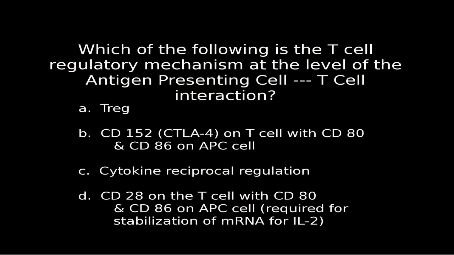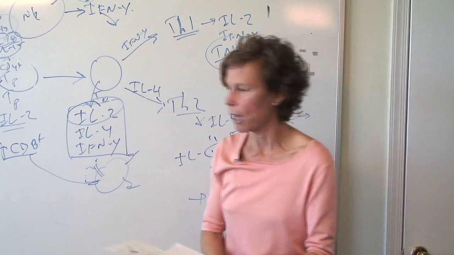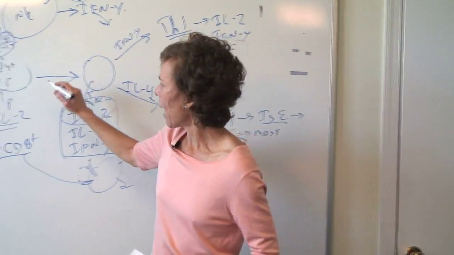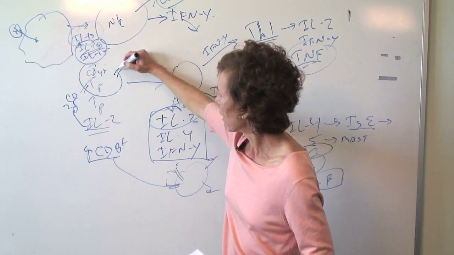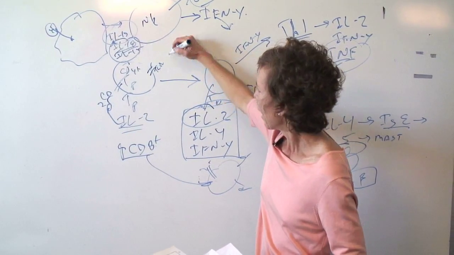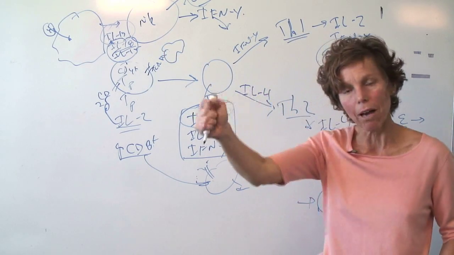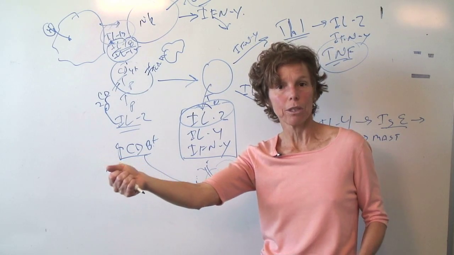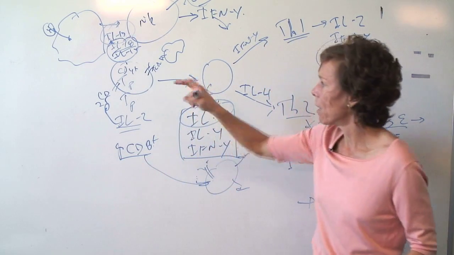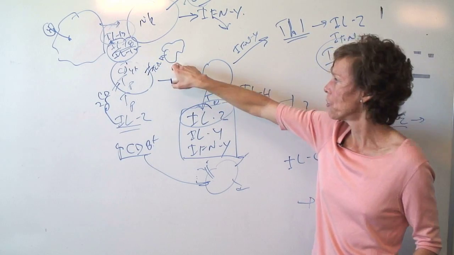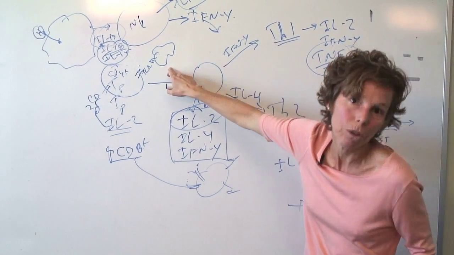Number 11 is, which of the following is the T cell regulatory mechanism at the level of the antigen presenting cell? We talked about this again yesterday, but let me fully go through it. Remember, when we had the presentation, bear with me, you've got a T cell receptor and this is your CD4 positive cell, and you have a macrophage with your MHC class II. We talked about first starting with the MHC class II and the CD4 receptor, and then we talked about the co-stimulation with CD28 here and your CD80/86, B7-1 and B7-2.